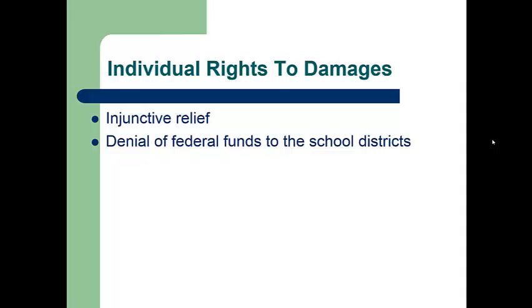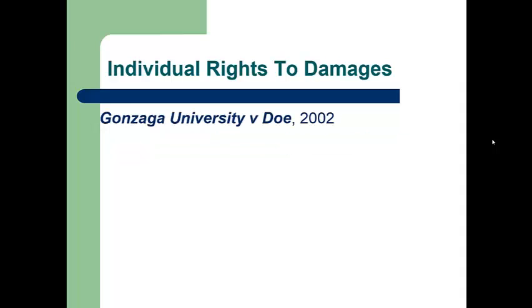Individual rights to damages. Injunctive relief is simply stop doing the action, and the denial of federal funds to school districts. So like I said, if a school district violates FERPA and releases records, this is what can happen to the district. The injunctive relief is the cessation of releasing the records. And then the bigger punch comes from the denial of federal funds if it made it to that point. So what are the individual rights to damages? How do individuals get damages in these kinds of instances then?